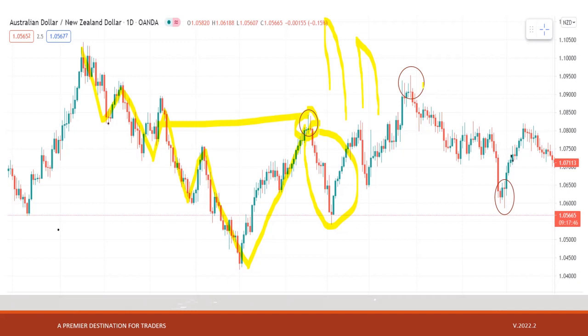Pin bars, of course, serve as potential reversal patterns. Again, you can see another bearish pin bar here which made price drop. And then you can see another bullish pin bar here that served as confirmation to get price to rise. Okay, so that's on pin bars.